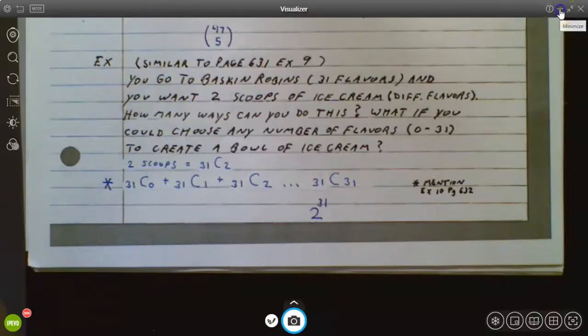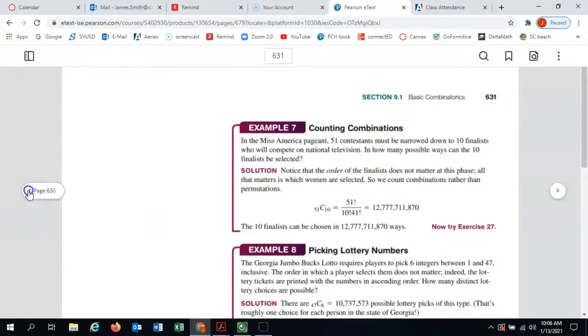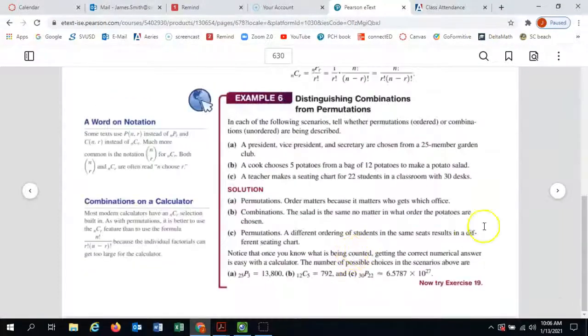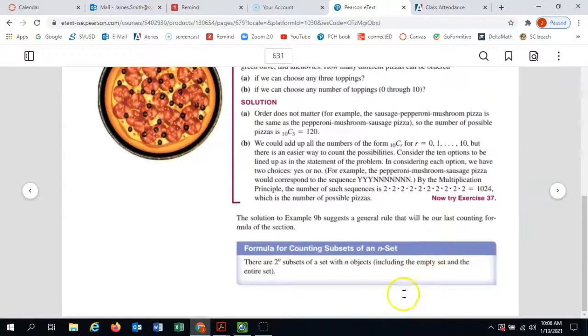So you can see that formula on the bottom of page 631. There we go. It's the one right down here in this box, so you can check that one out, but that'll do it for you.